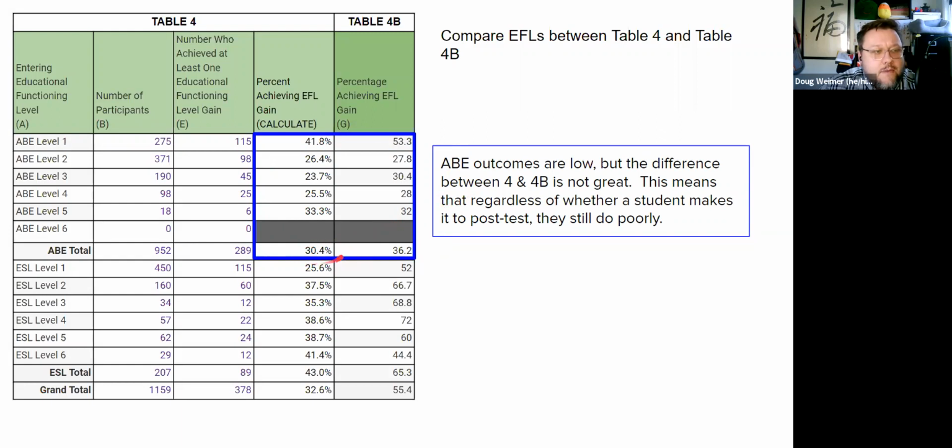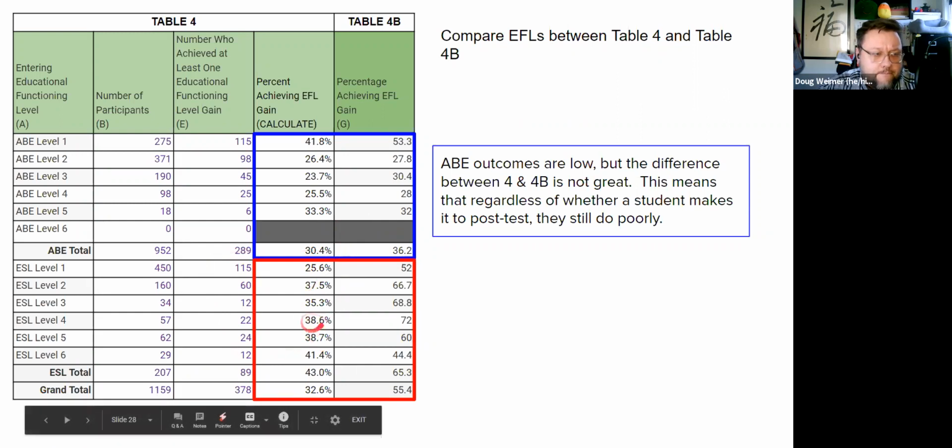We see that from table 4 to table 4B, it is a 6% difference, but I've looked at a lot of table 4 and 4B comparisons. This is not a big difference between table 4 and 4B, and these are both low outcomes. So what this is telling me, if I was analyzing this, is that regardless of whether a student makes it to post testing or not, they're still not really completing the program. Only about one of every three students are actually making some kind of completion.